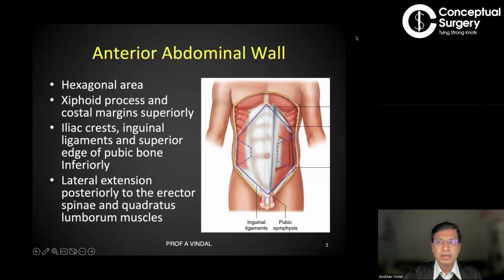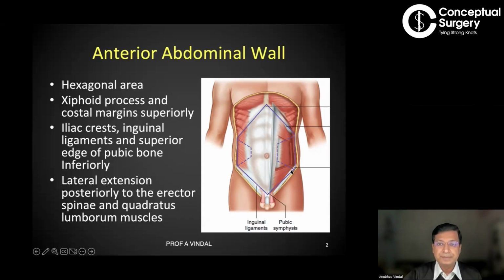When we talk about the anterior abdominal wall, we must remember that the anterior abdominal wall is hexagonal in shape, and it starts from the xiphoid process cranially, which is the midline under the sternum, and it extends laterally downwards along the costal margin where it meets the lateral abdominal wall, and then again comes down obliquely in the medial to the medial point just above the pubis along the iliac crests and the inguinal ligament.